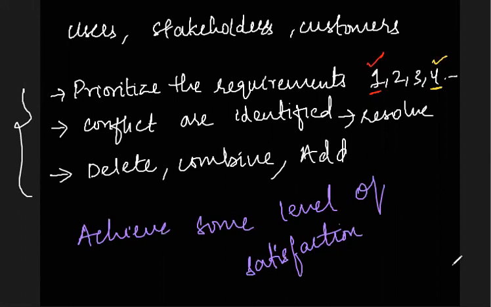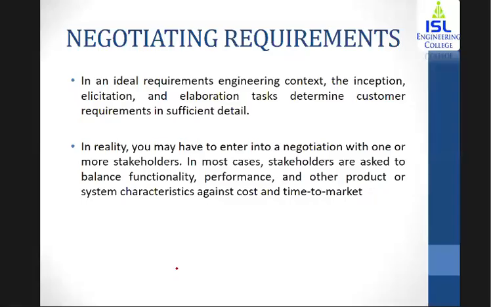Now, this is negotiating requirements. So the same thing I've noted down in here. That is, in reality, you may have to enter into the negotiation with one or more stakeholders. In this case, all the stakeholders are asked to balance the functionalities, the performance, and the other product characteristics based upon priorities. You're going to prioritize, and then you're also going to identify if there are any risks that are associated with them.